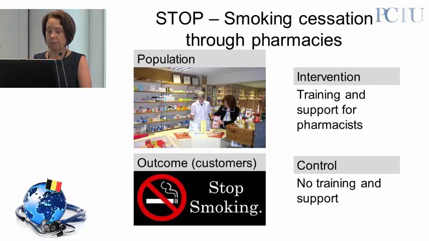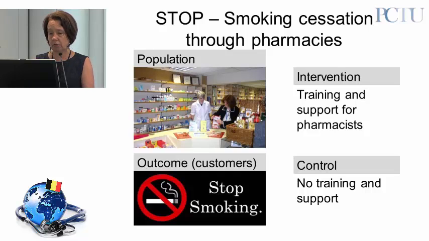And what this trial was aiming to do was to take a population of pharmacies and give an intervention to some pharmacies and not others, to see if we could increase the proportion of their customers who would actually stop smoking. So this was a cluster randomised trial, and I'll come back to cluster randomised trials in detail in a bit. The intervention was training and support for the pharmacists to help them to help their customers, and the control was no training and support.